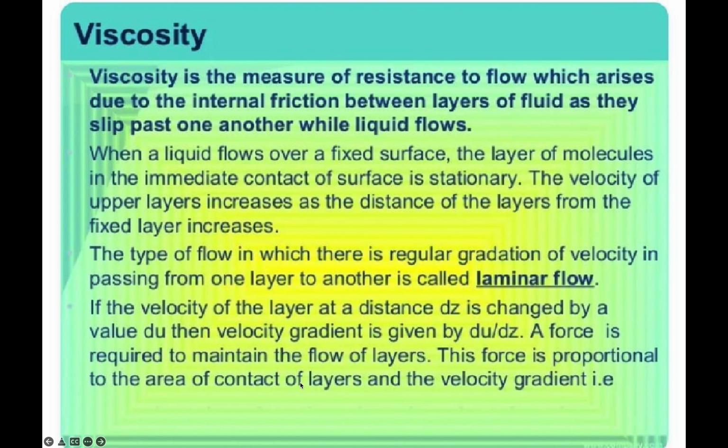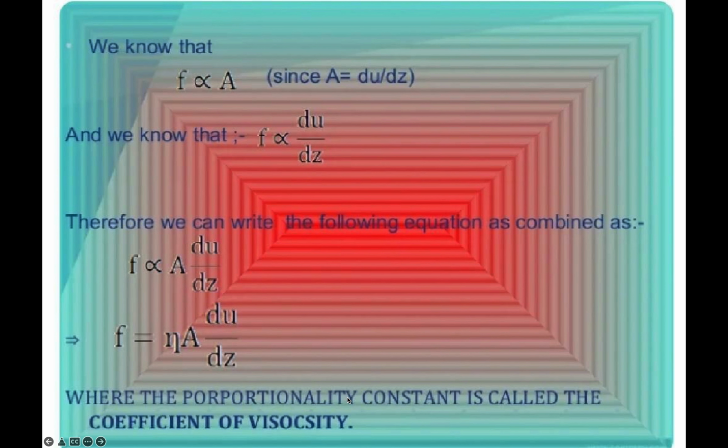A force is required to maintain the flow of layers, and this force is proportional to the area of contact of the layers and the velocity gradient. And we know that F is proportional to A, the area of cross section, so we can write F is proportional to A du by dz, or F equals eta into A du by dz. When you remove the proportionality sign, the constant is known as the coefficient of viscosity. Please do write this derivation and learn. I've given it as simple as possible for all of you to understand.